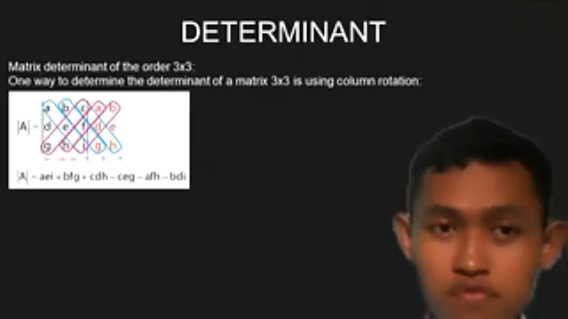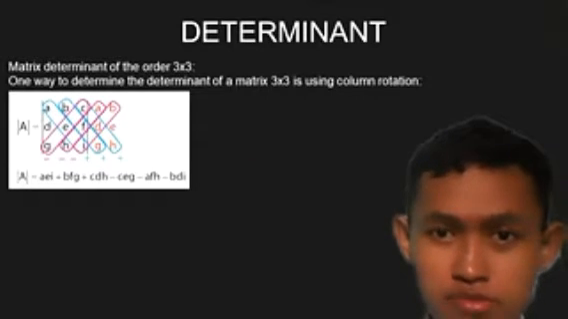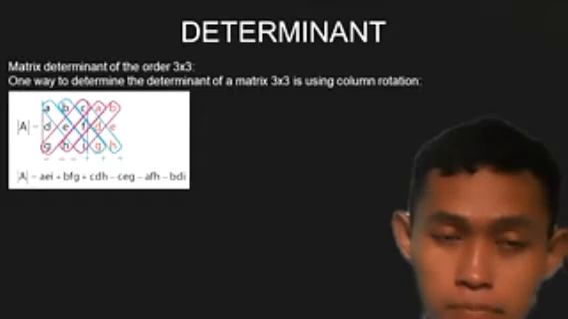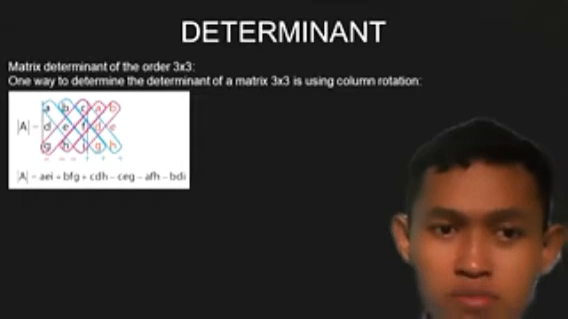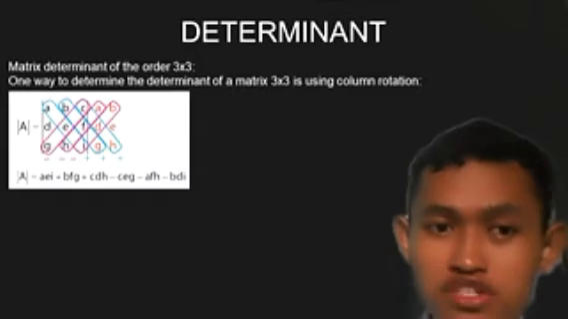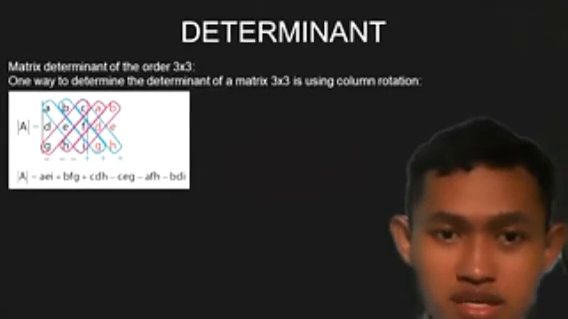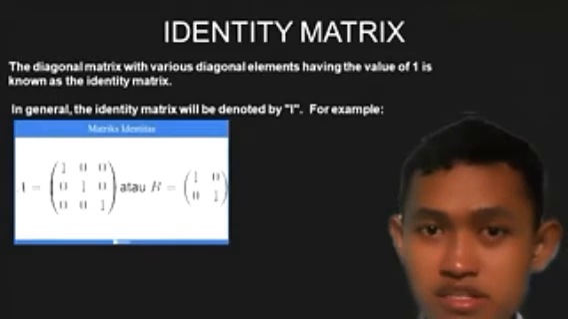c. And for a matrix of the order 3 times 3, one way to determine the determinant is using column rotation. For example, it's like this. For the matrix A, we can find the determinant with a multiplied by e multiplied by i, plus bfg, plus cdh, minus ceg, minus afh, and minus bdi. The next is identity matrix.